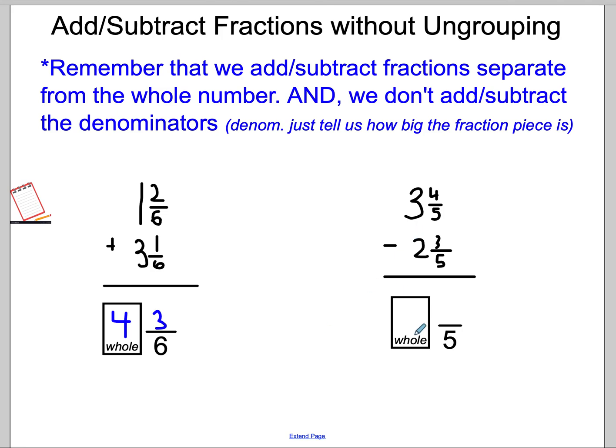Now subtraction. Let's start with the fractions this time. 4 fifths minus 3 fifths. The denominator doesn't change. 4 minus 3 is 1. And then the 3 whole minus 2 is 1. And we have 1 and 1/5.